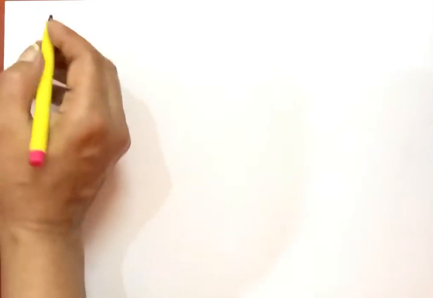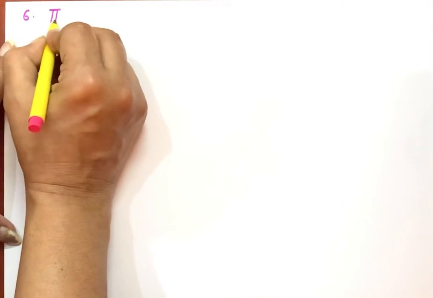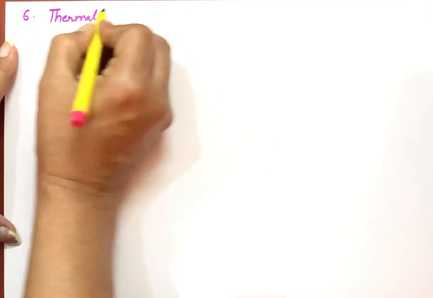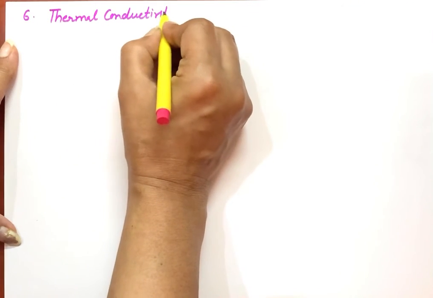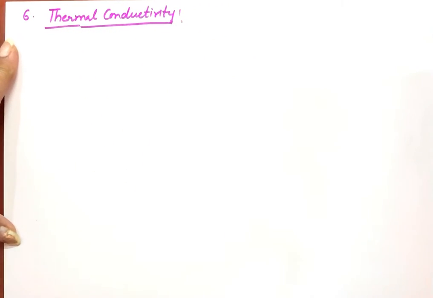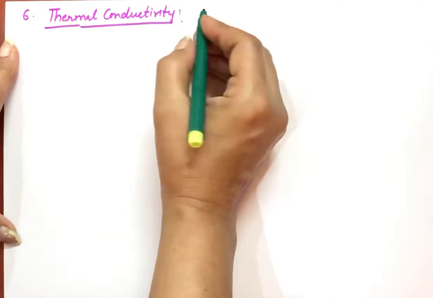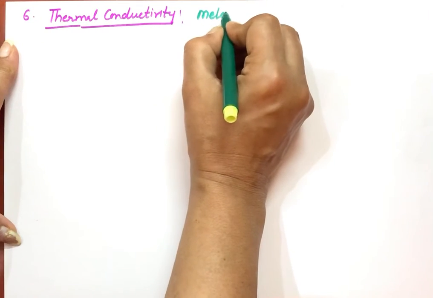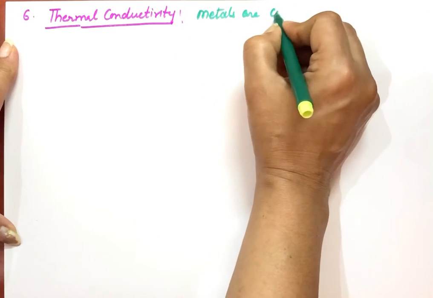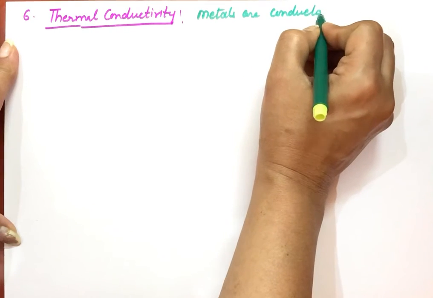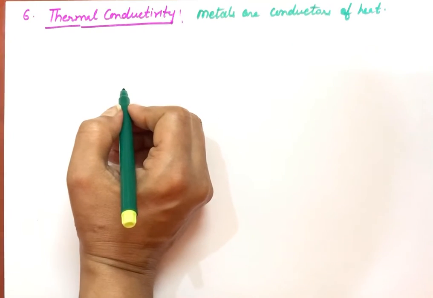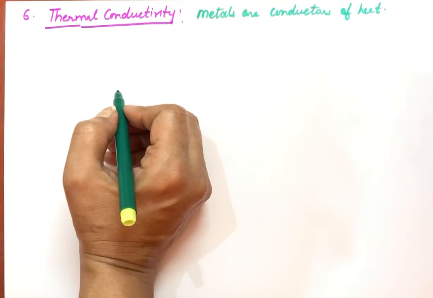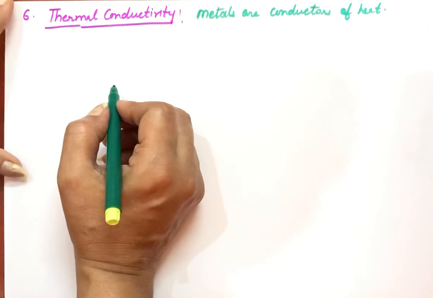The next physical property of metals after hardness, the sixth property, is thermal conductivity. Thermal means heat. Conductivity means conduction. So they conduct heat. This is called thermal conductivity. Metals are good conductors of heat. That is why the utensils we use in a kitchen for cooking are made of metals. When the outer side of these vessels is heated, the heat goes from outside to inside.